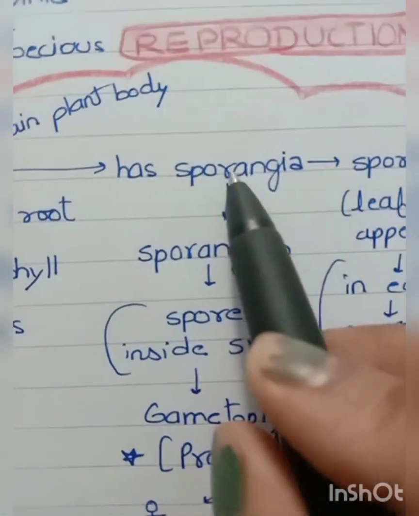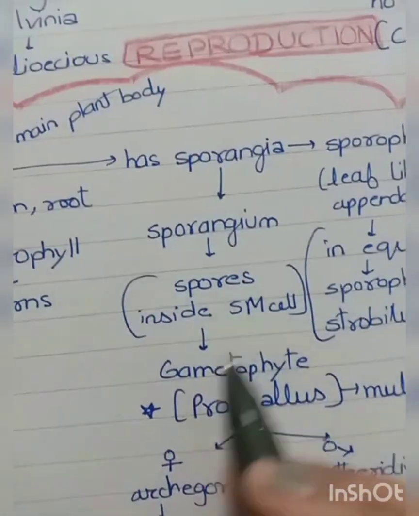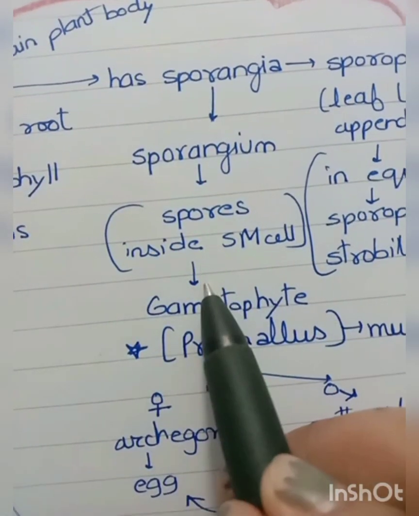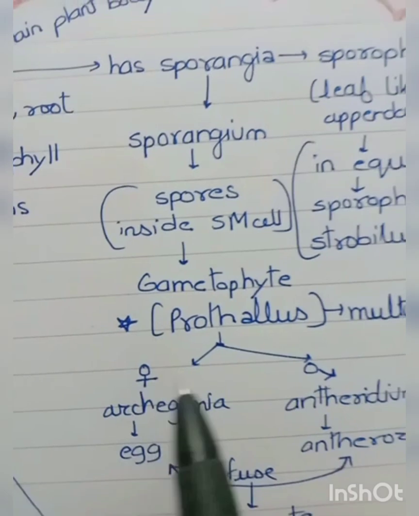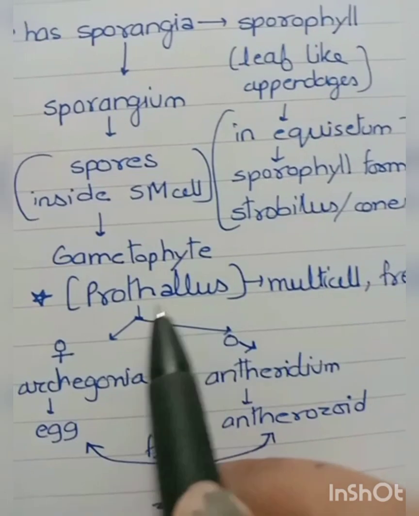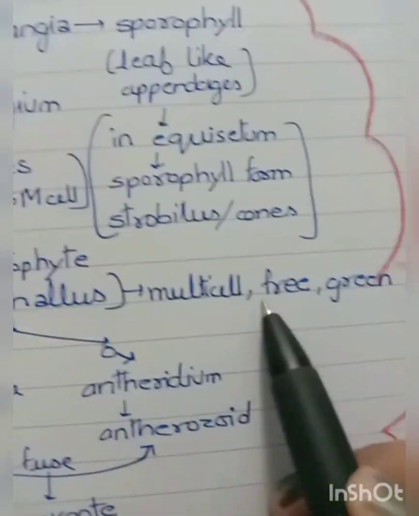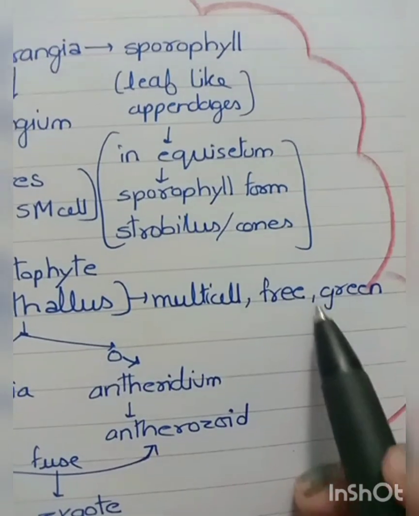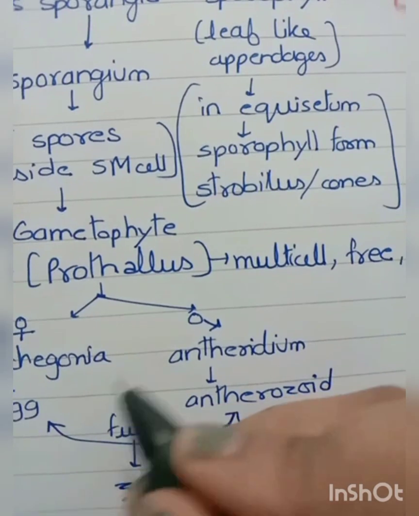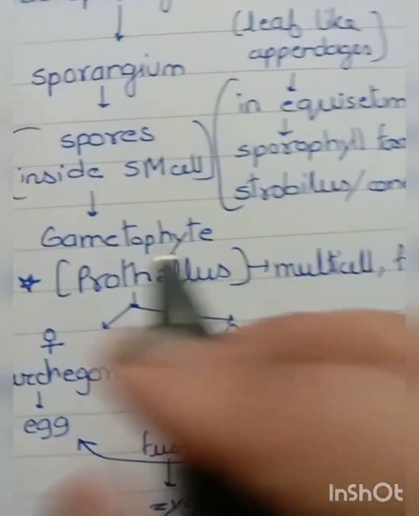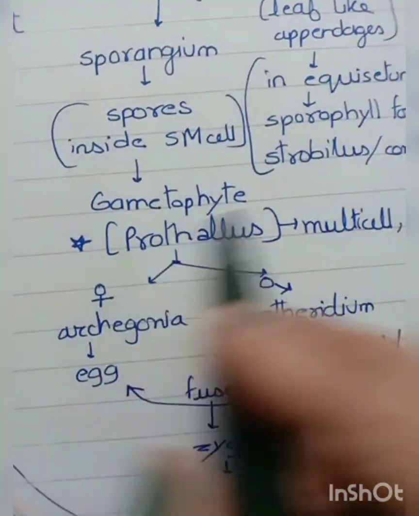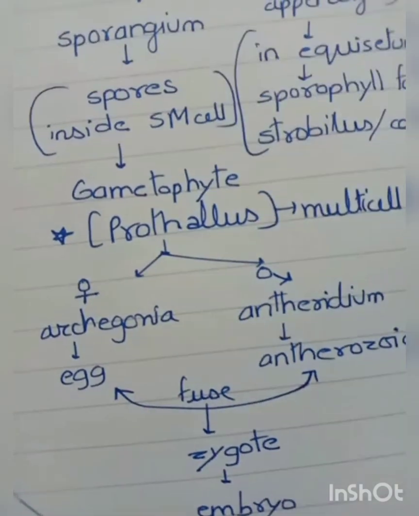Okay, now the sporangium forms spores inside the spore mother cell. Okay, and these spores then develop into a gametophyte. And in case of pteridophyte, this gametophyte is known as prothallus. This prothallus is a multicellular, free living, and photosynthetic organ. That's why it is green. Okay. In case of bryophytes, we studied that the sporophyte is not free in nature, but in case of this, the gametophyte is free. Okay. So both sporophyte and gametophyte are not dependent on each other.